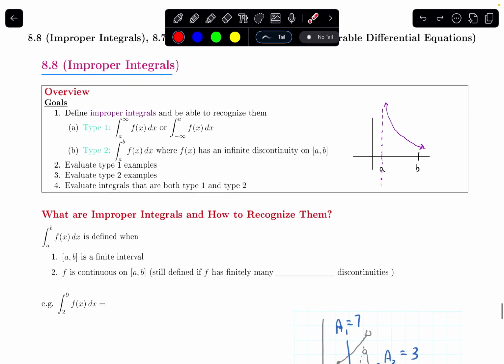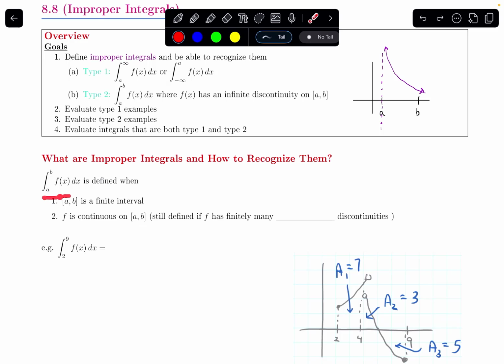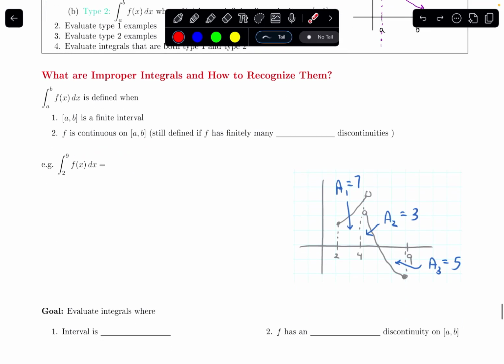Let's first recall that when I have a definite integral, for that to be defined, I need my interval from a to b to be finitely long, and my function's got to be continuous on the closed interval from a to b. So it's got to be continuous the whole way, including at those two endpoints. It turns out that we can relax this condition a little bit. The integral is going to be defined as long as my function has finitely many jump discontinuities.